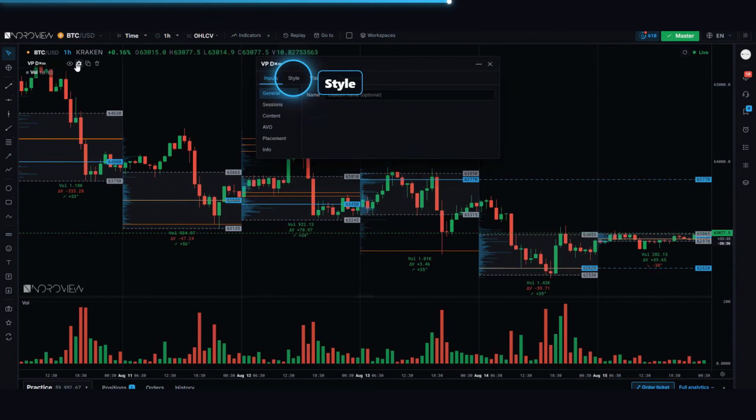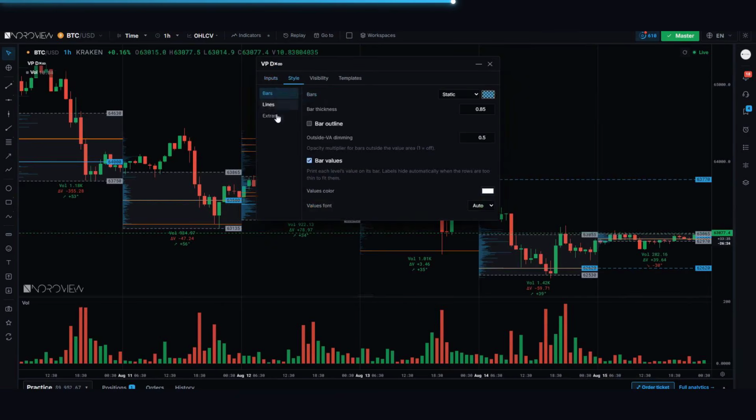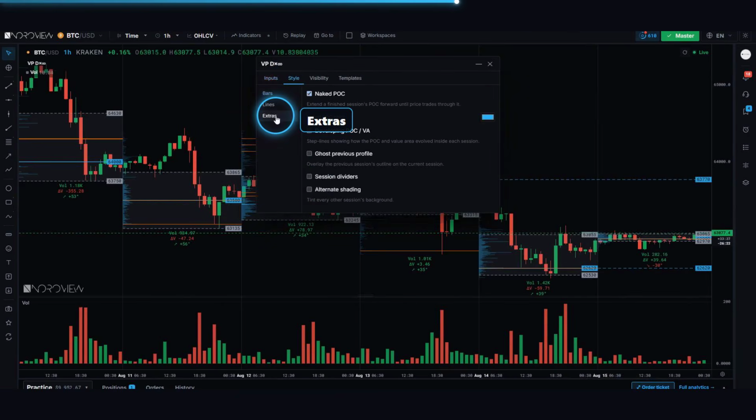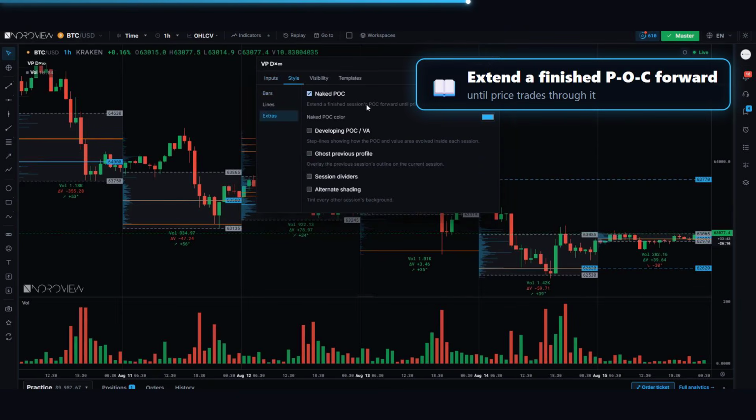In the settings, under Style, and then Extras, there is a naked POC switch. It is on by default and the description tells you exactly what it does. Extend a finished session's POC forward until price trades through it.